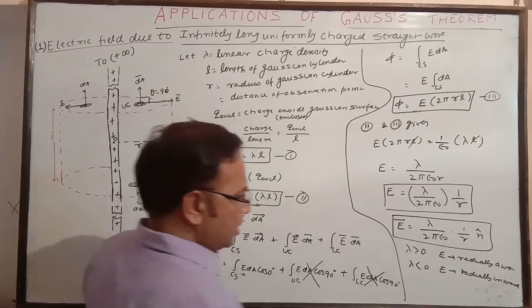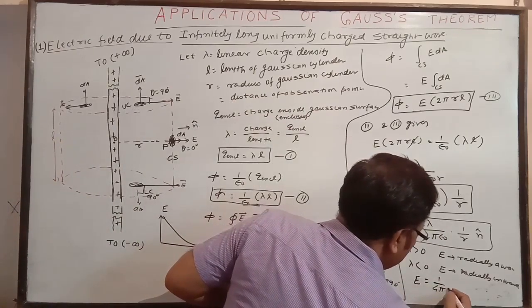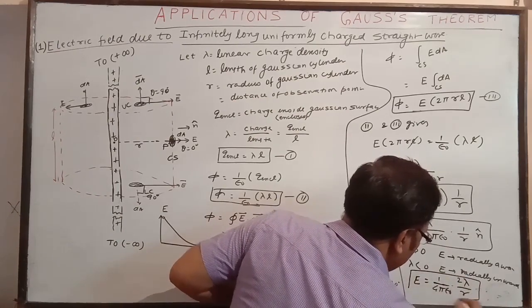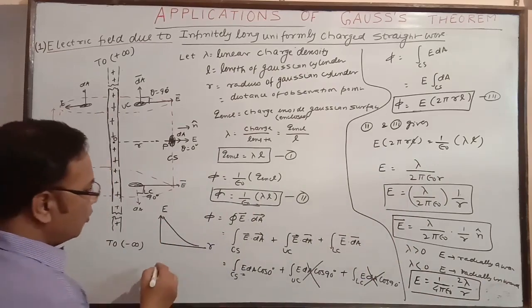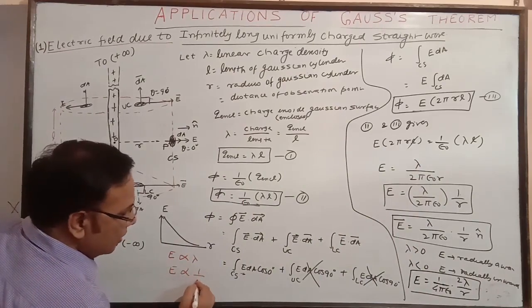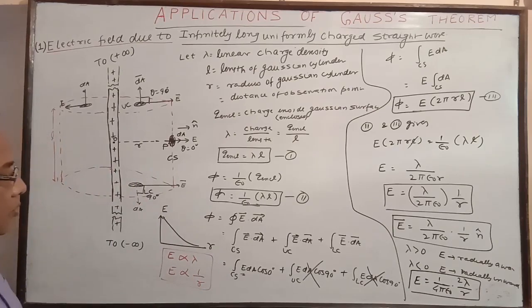This can also be explained some other way. E is equal to 1 by 4 pi epsilon naught into 2 lambda divided by R. From here you are getting two conclusions: E is proportional to lambda and E is proportional to 1 by R. So if you are going to draw E versus R, you have this particular graph.